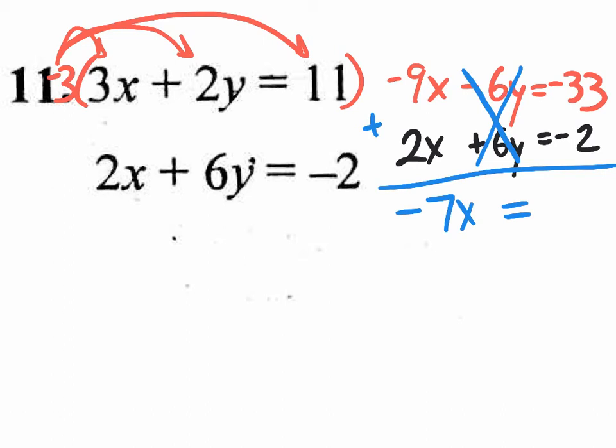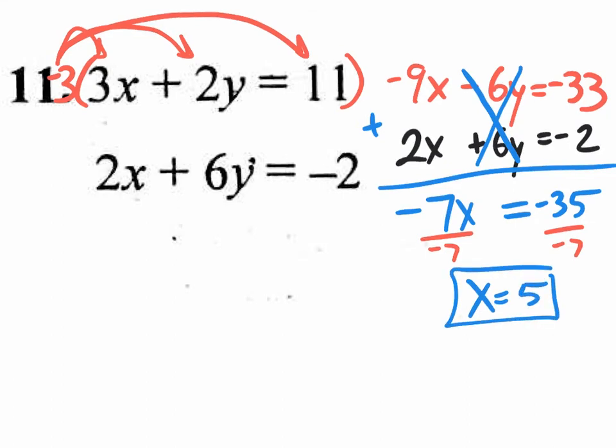And we do have negative 33 minus 2. You owe 33, you owe 2, you're going to owe 35 altogether. So that is a simple one-step equation right there in blue. All we have to do is divide by negative 7. And we will have x equals positive 5.